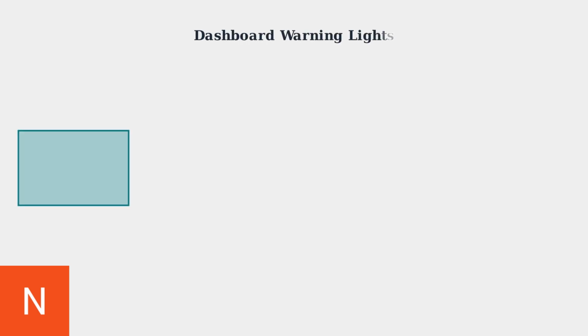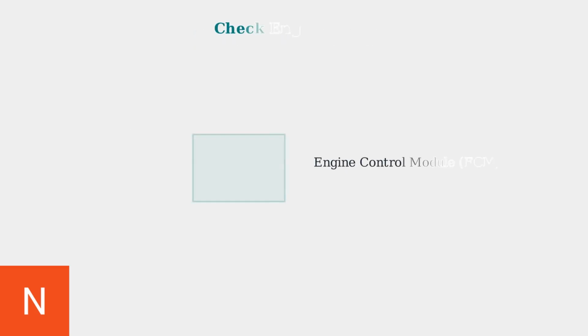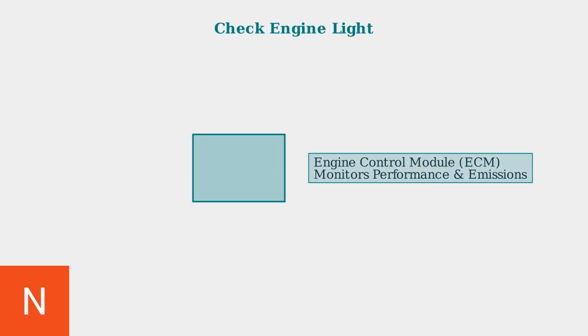Modern vehicles use warning lights to communicate important information about your car's systems. Two of the most common and important lights are the check engine light and traction control light. The check engine light monitors your engine's performance and emissions systems. When the engine control module, or ECM, detects a malfunction, it triggers this warning light to alert you.